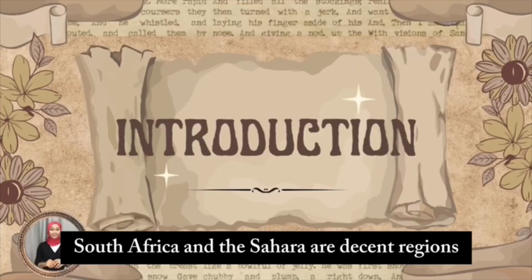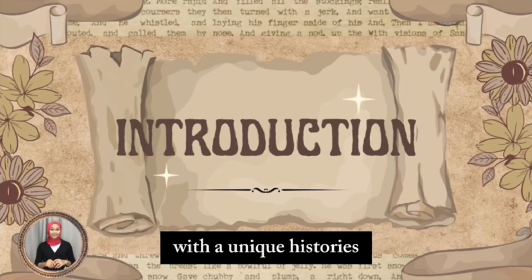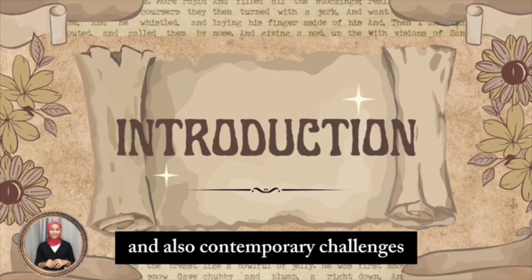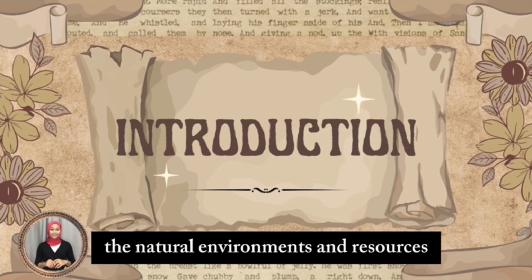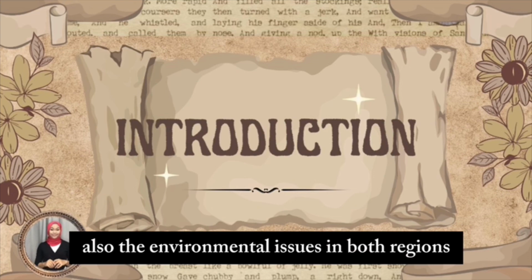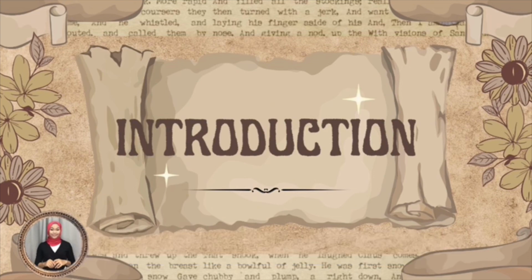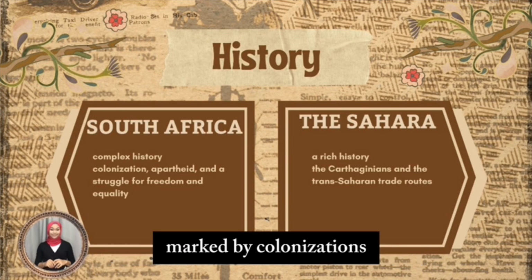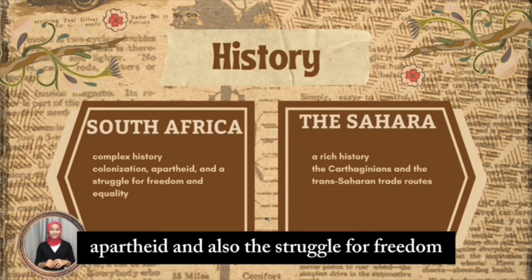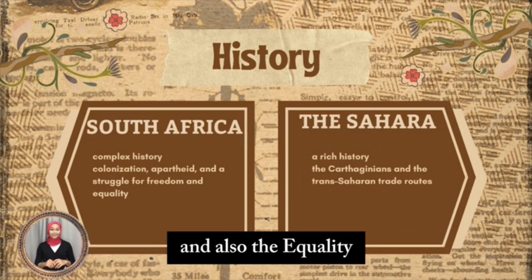South Africa and the Sahara are distinct regions with unique histories, geographical features, and also contemporary challenges. This group assignment aims to explore the natural environments and resources, and also the environmental issues in both regions. South Africa has a complex history marked by colonization, apartheid, and also the struggle for freedom and equality.